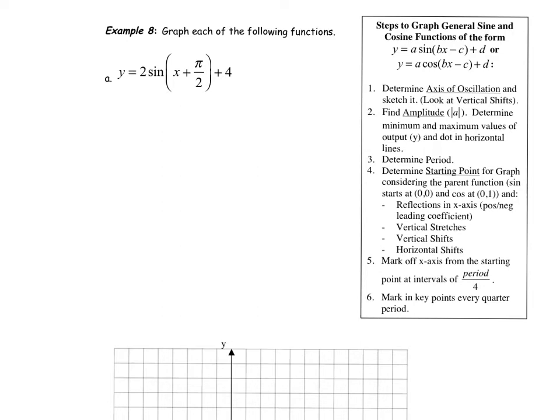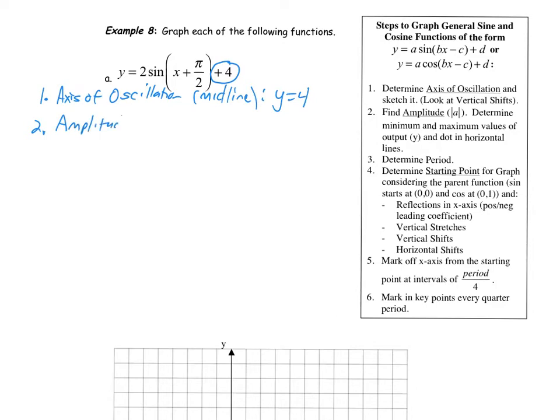I've summarized the method in this box over here, but I don't want you to read that now. I want you to follow along. That's just there as a reference for you for later. So the first thing that we want to figure out is the axis of oscillation. The axis of oscillation is sometimes also called the midline. That's the line about which the sine or cosine function is moving up and down. So in order to find that, we're going to look at vertical shifts. So since this graph is shifted up 4, the d value is going to be y equals 4. Next thing we want to look at is the amplitude.